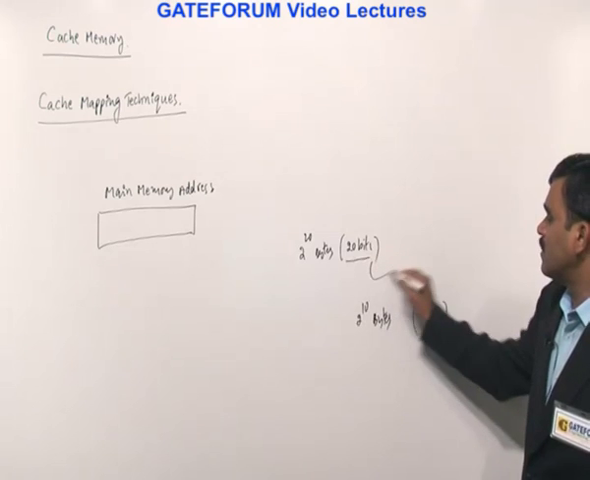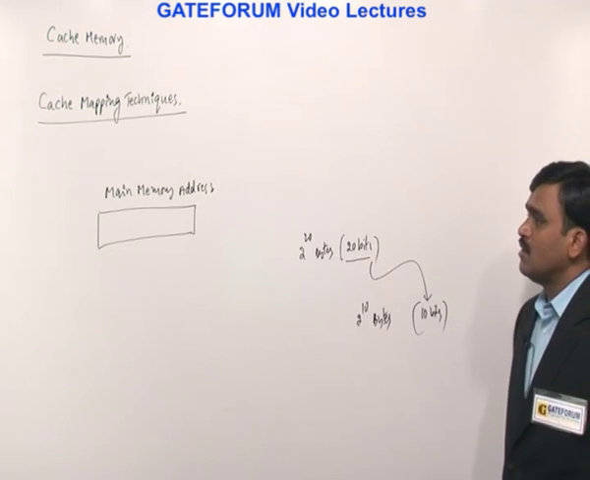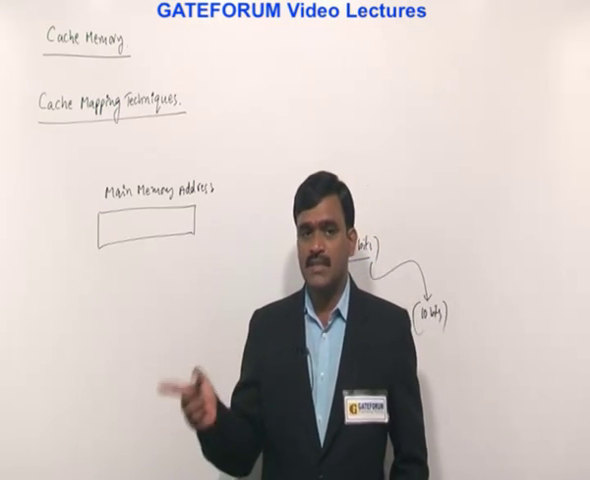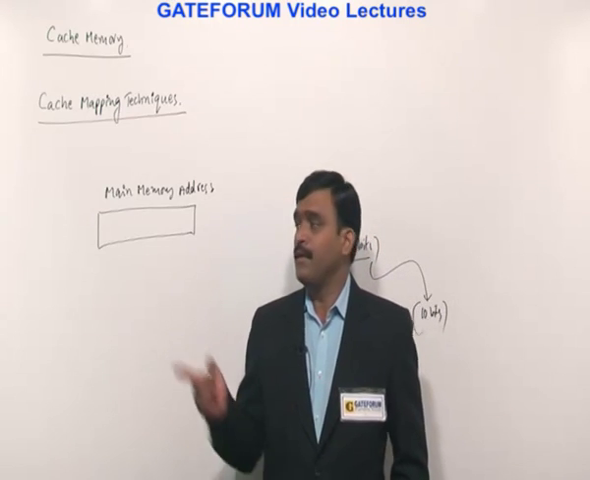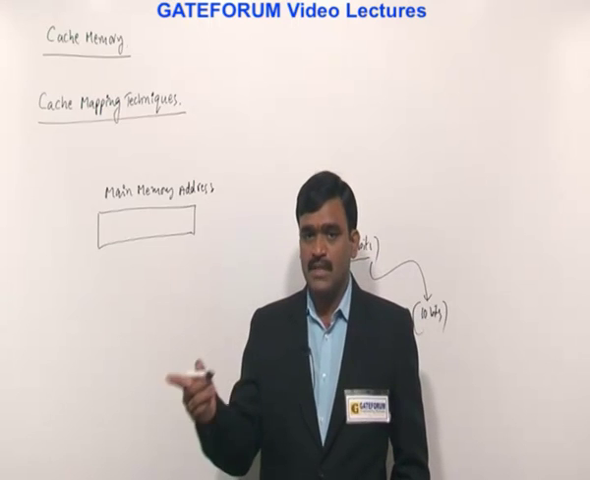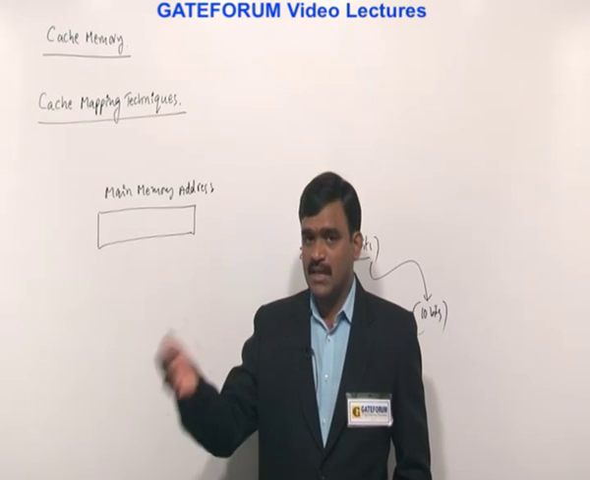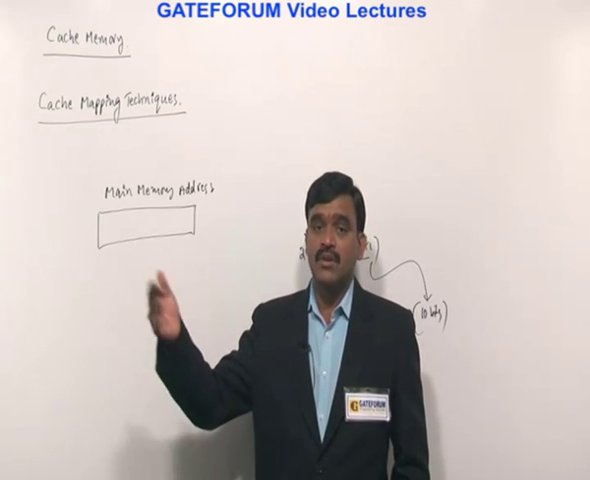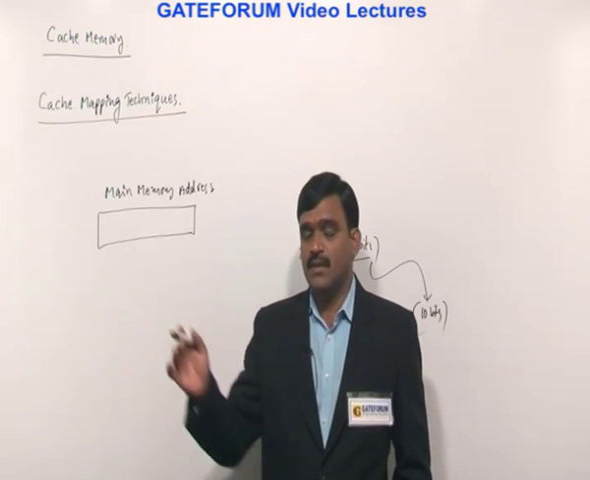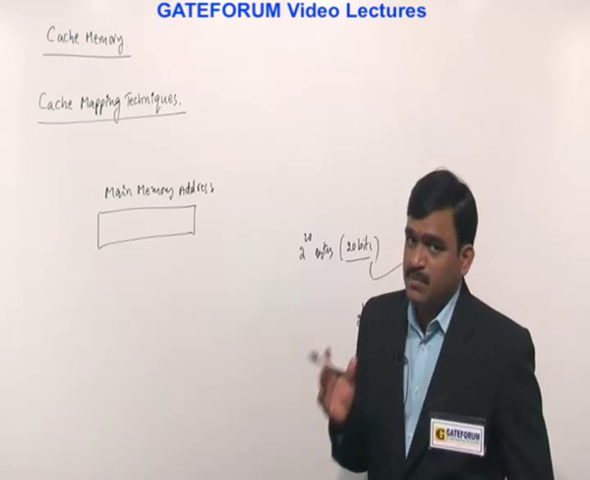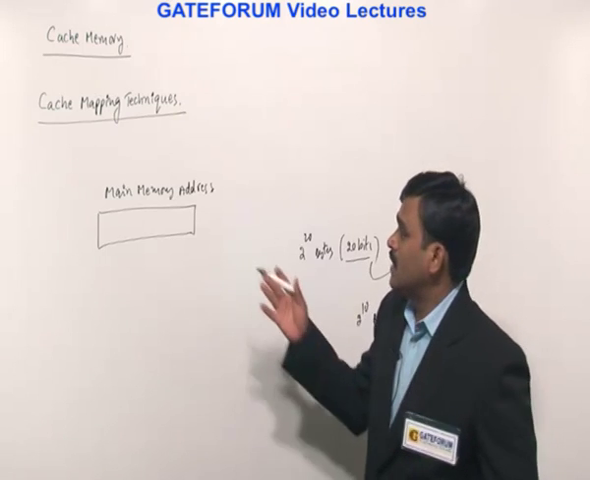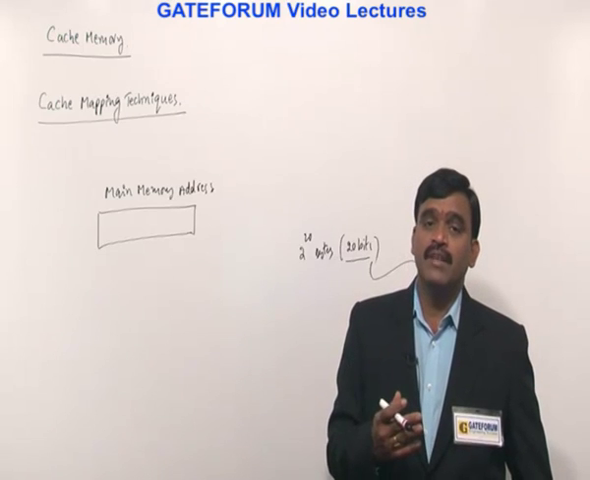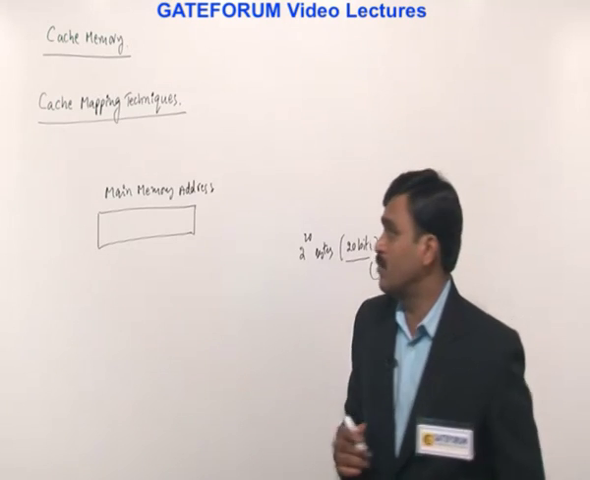So we need to convert this main memory address into a cache memory address. Directly the CPU cannot generate the cache memory address. The CPU generates the physical address. Even in a virtual memory system, when the logical address is generated by the CPU, that is converted into a physical address, which is equivalent to the main memory physical address. That physical address must be converted to the address of the cache memory. That is, there must be a mapping between the main memory address and the cache memory address.